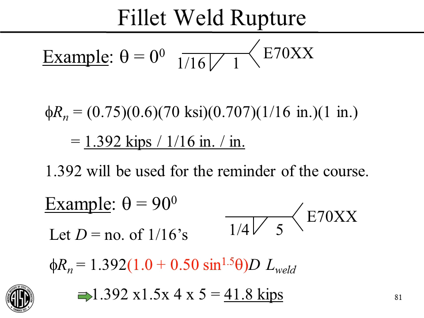So we have 1.392 times 1.5 times 4/16 because we have a 1/4 inch weld times 5 inches long. And that gives us 41.8 kips. And that's a lot faster than just using the longhand equation that would look more like this. So it's just easier to use, less likely to make a mistake.